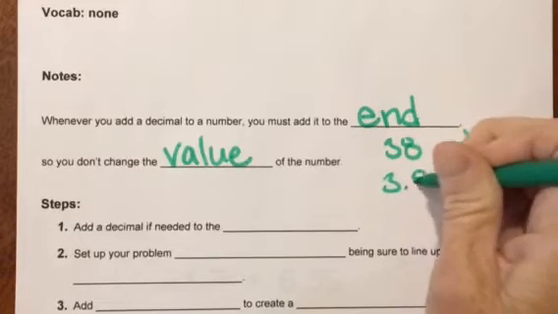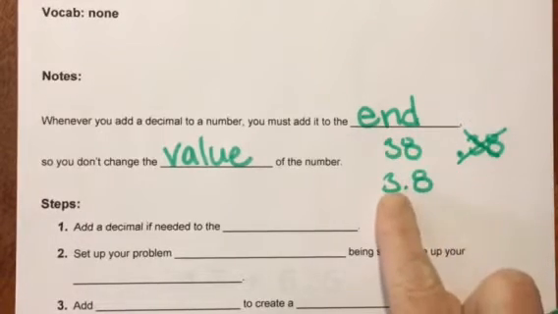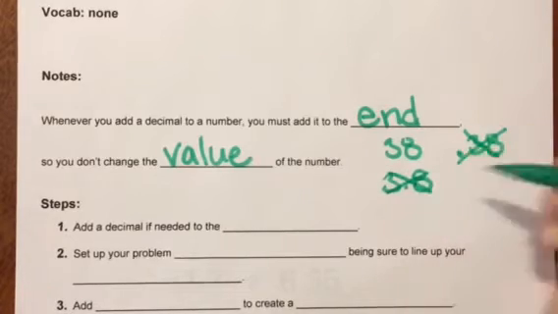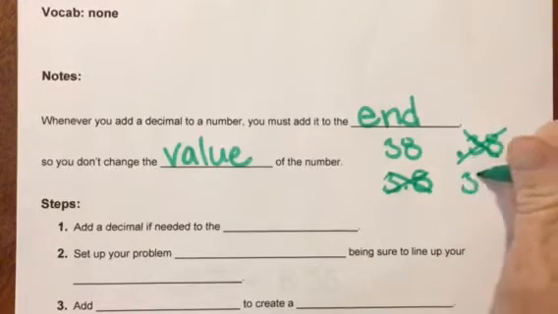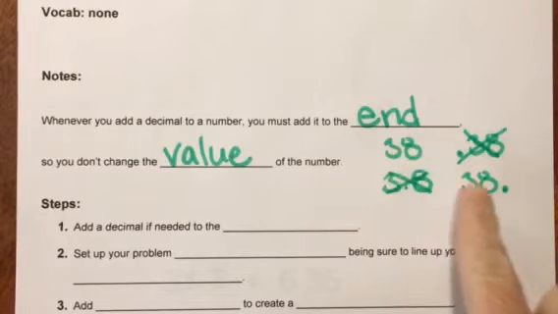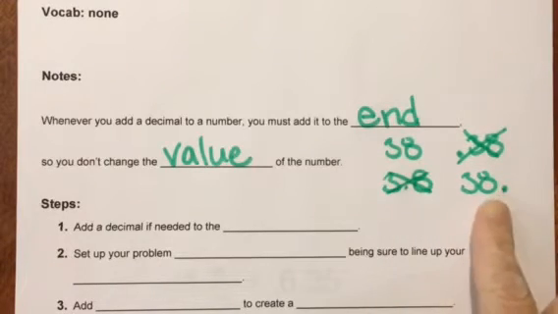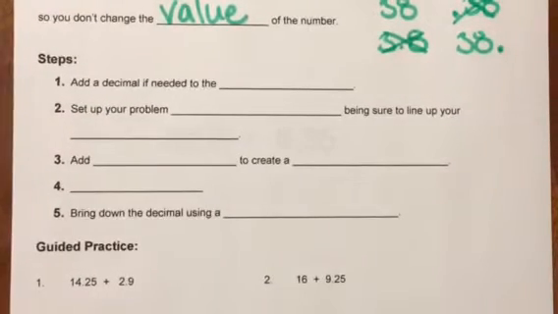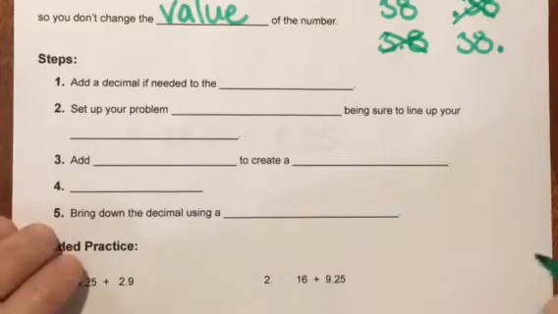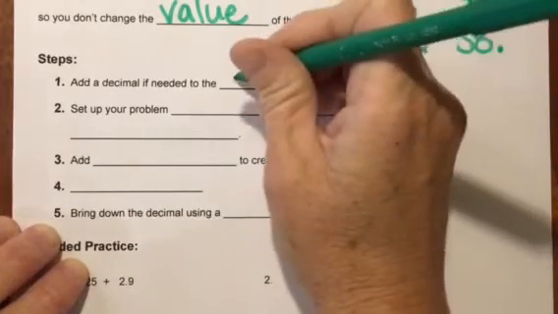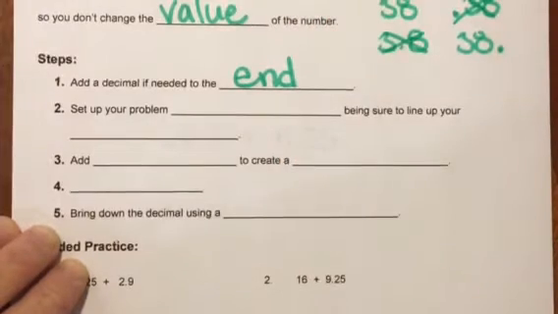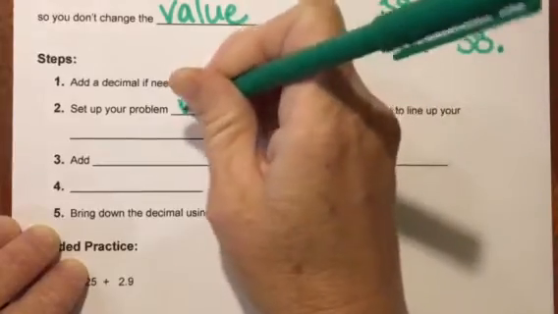If I put it in the middle, imagine having 38 and then all of a sudden you have 3.8. You've changed the value also. But if I add it to the end, I had 38 and I still have 38. So we always add it to the end to not change the value. Okay, our steps tonight are: add a decimal if needed to the end. That's going to be an important step because when you add decimals, you have to have a decimal in all your numbers.